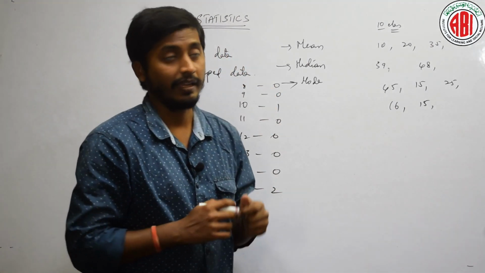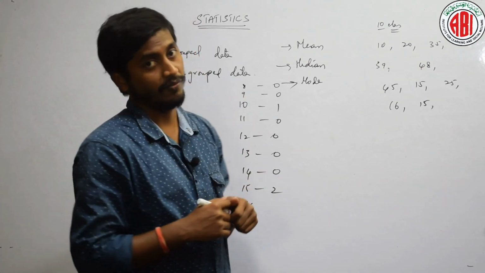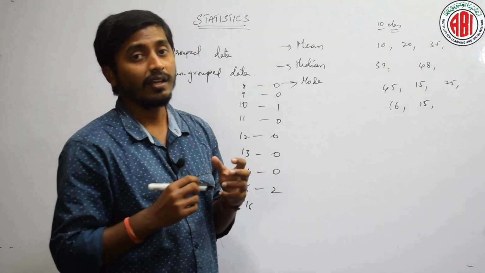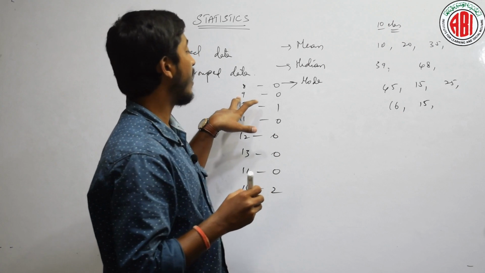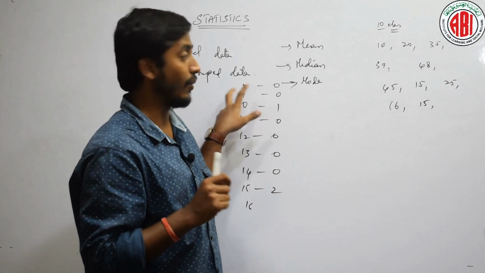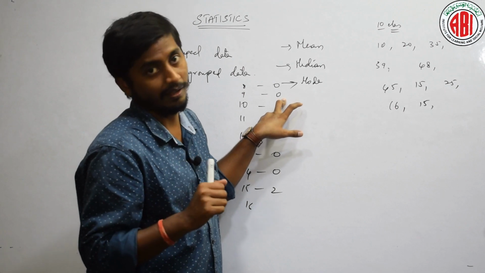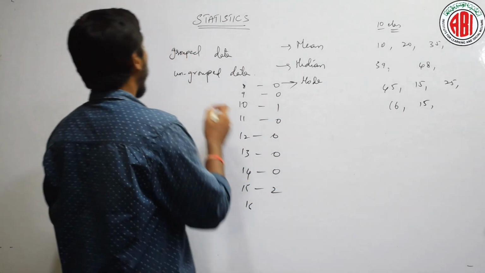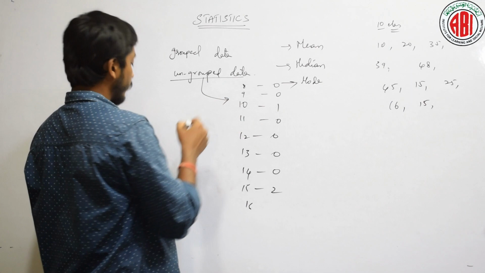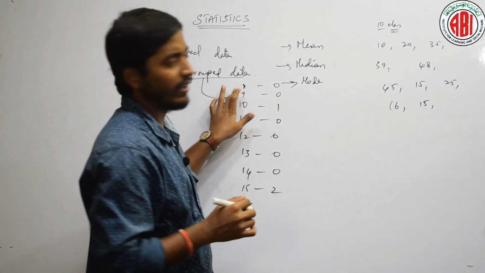How many people got the same marks, which means here we are taking each and every class mark with the number of students for it. That is actually called ungrouped data, right. Are we grouping? No, we are not grouping.